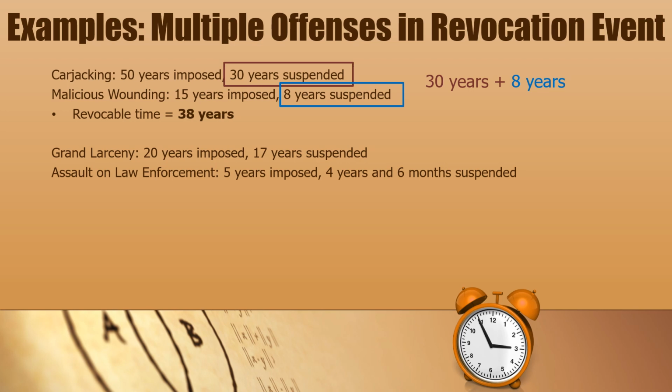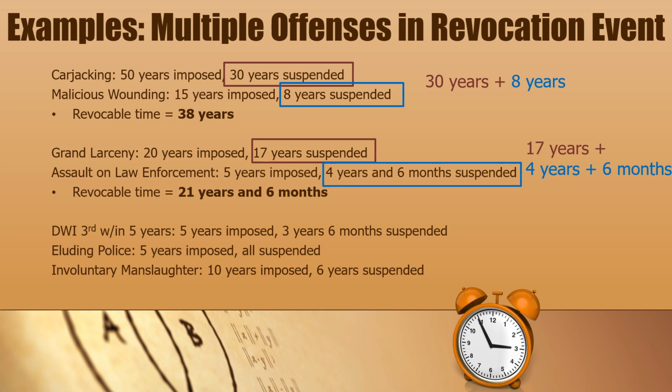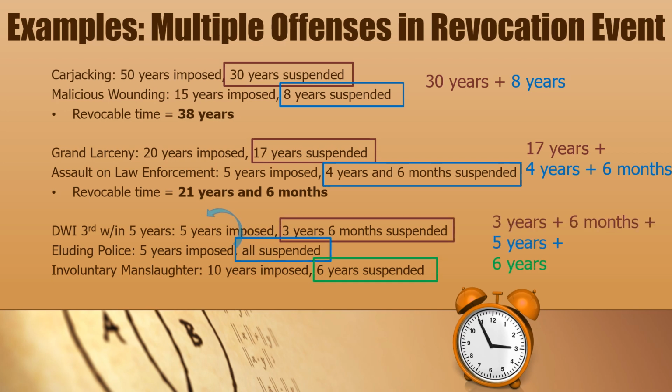Next, we have an individual who was convicted of grand larceny with 20 years imposed, 17 years suspended, and an assault on a law enforcement officer with 5 years imposed and 4 years and 6 months suspended, with the mandatory time of serving 6 months for the assault. When we add up the suspended time, we get a total revocable time of 21 years and 6 months. In our last example, we have a defendant with 3 convictions. We add up the 3 years and 6 months suspended for the DUI, 5 years for the eluding since 5 years were imposed with all suspended, and then the 6 years for the involuntary manslaughter for a total revocable time of 14 years and 6 months.